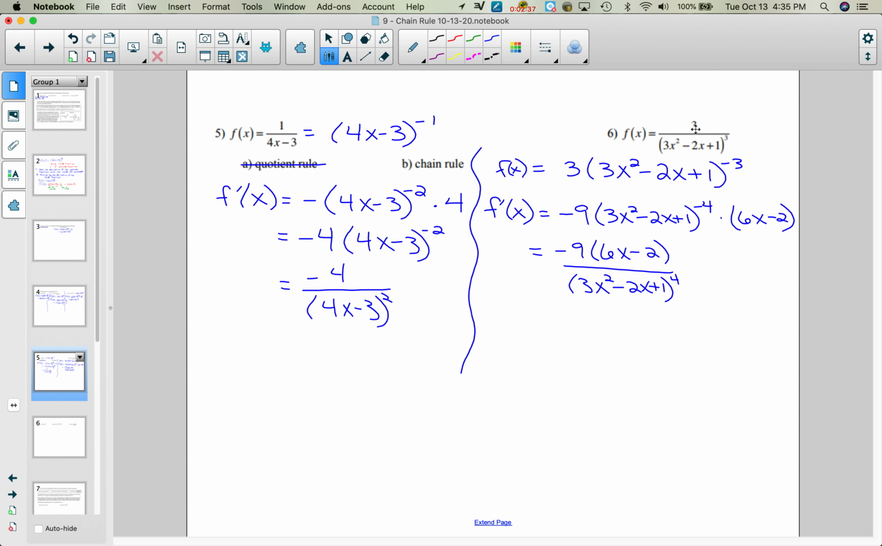And on this one, I rewrote this to avoid the quotient rule. I rewrote this as to the negative 3rd power. And when you have a number out front, when you bring this power down, you just multiply it. So we have negative 9, then this something here, to the minus 4. So that's the derivative of the outside function with the inside left unchanged, times the derivative of the inside function, which was 6x minus 2. And then you could just clean it up. We could have done more, but didn't.